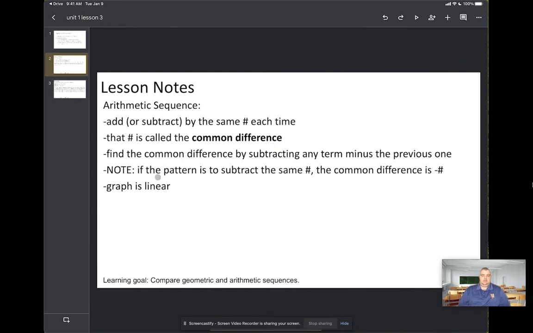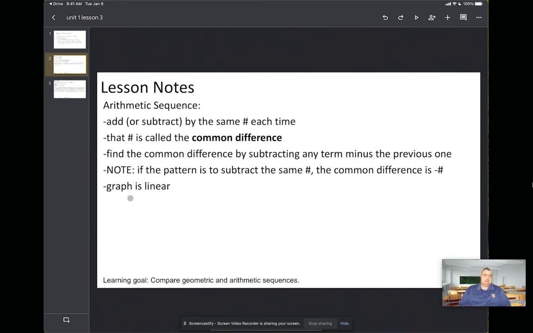And then if the pattern is to subtract the same number, we would say that the common difference is negative that number. So for example, if my pattern is to add 2 each time, we would say that the common difference is 2. But if the pattern was to subtract 2 each time, we would say that the common difference is negative 2. That's what I mean by that.